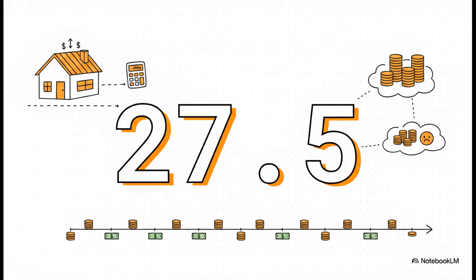For residential rental properties, a capital improvement has to be depreciated over 27.5 years. If you spent $30,000 on a brand new roof, you don't get a $30,000 deduction this year. Nope. Instead, you get to deduct a measly $1,091 every year for nearly 3 decades. That is a massive cash flow hit today compared to an immediate OpEx deduction.